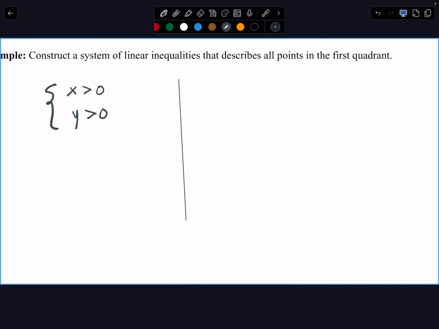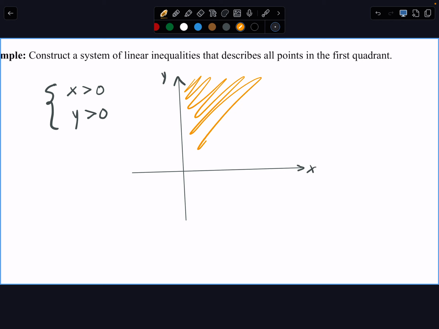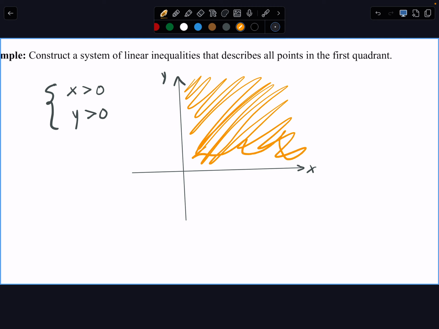If you were thinking about just Q1, your x-axis, your y-axis, and you're thinking about what would represent all these points in Q1. This is Q1. I agree.